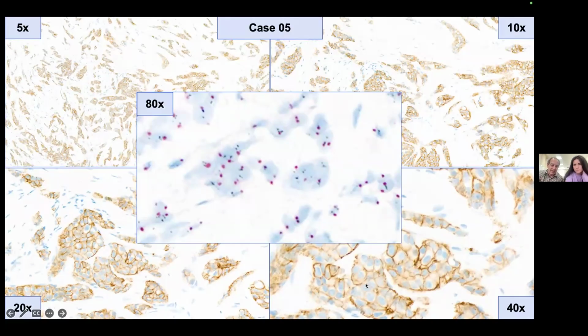And you can see here, in fact, when you go to high power, there is thin and thick. Thin and thick are often not associated with amplification, so be careful. And this is the issue. There is no amplification here.